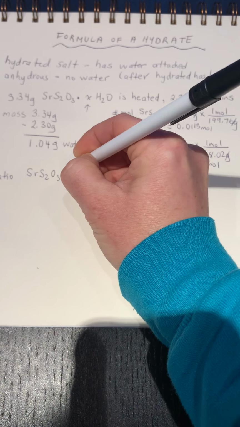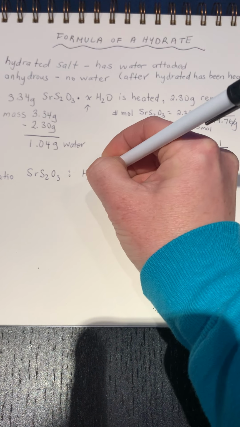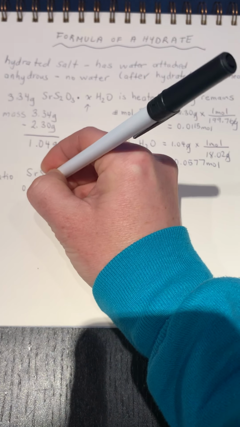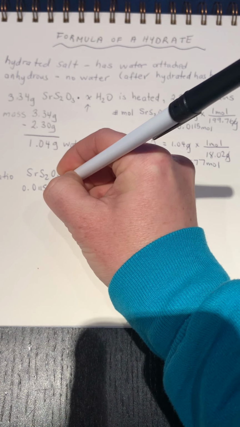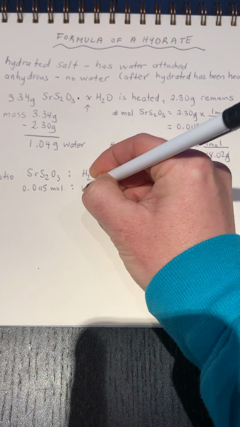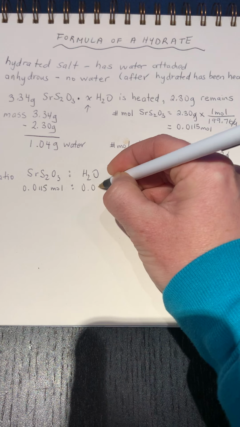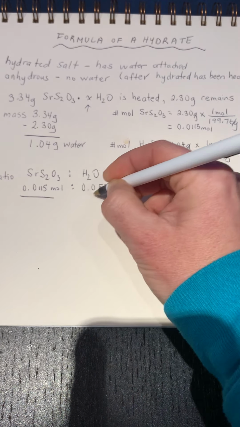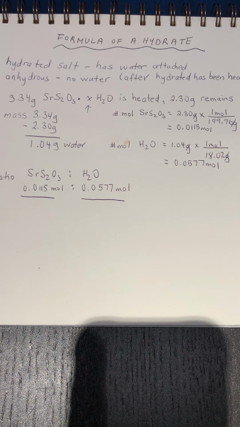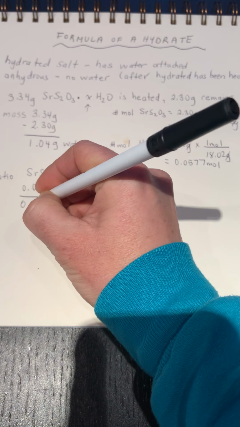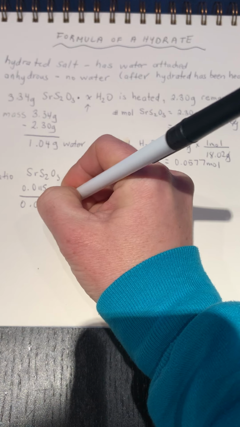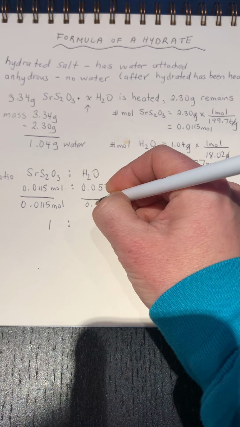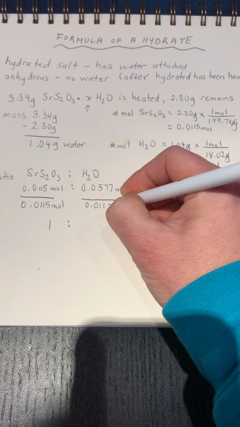So now what I do is I set up my ratio of my anhydrous salt, SrS2O3, to water. And I write out my number of moles of them, 0.0115 moles to 0.0577 moles. I divide by the smallest, which is always going to be your salt, because your salt is always 1. So I divide by my smallest, that always gives me 1, to some whole number.